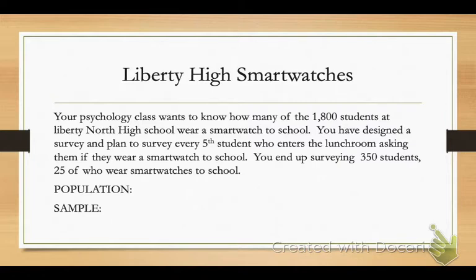Okay, so you're trying to do a random sample here by doing every 5th student. Now, there are going to be some people that are underrepresented, like the students that don't eat lunch or the ones that don't come to the cafeteria.